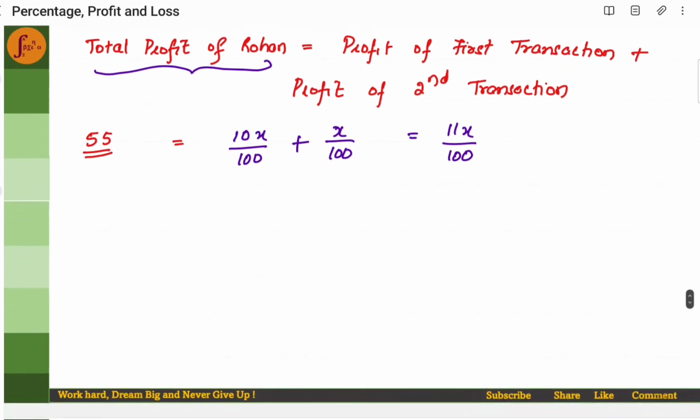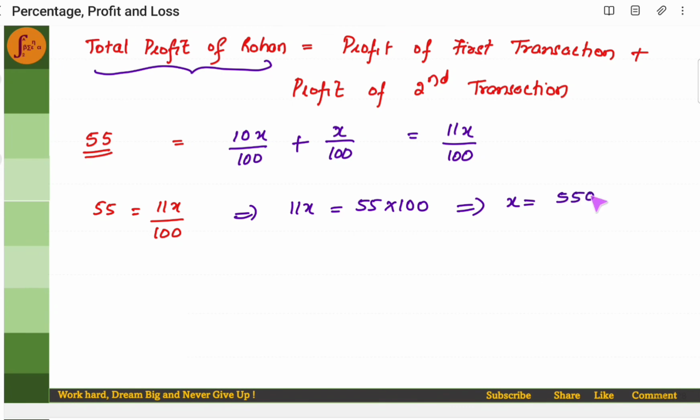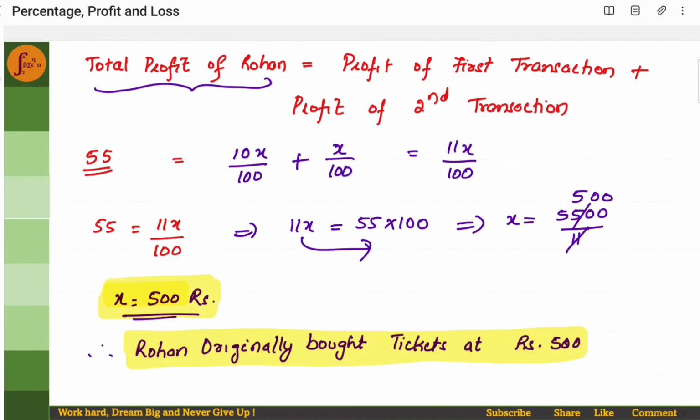So now let me solve. 55 is equal to 11x by 100, which means 11x is equal to 55 into 100, which means x is equal to 5500 by 11. I'm shifting 11 this side. So 11 5s are 55, 0. So x is equal to 500 rupees. So x is 500 rupees, which is the original buying price that we had assumed. So Rohan originally bought tickets at 500 rupees. So this is the answer.